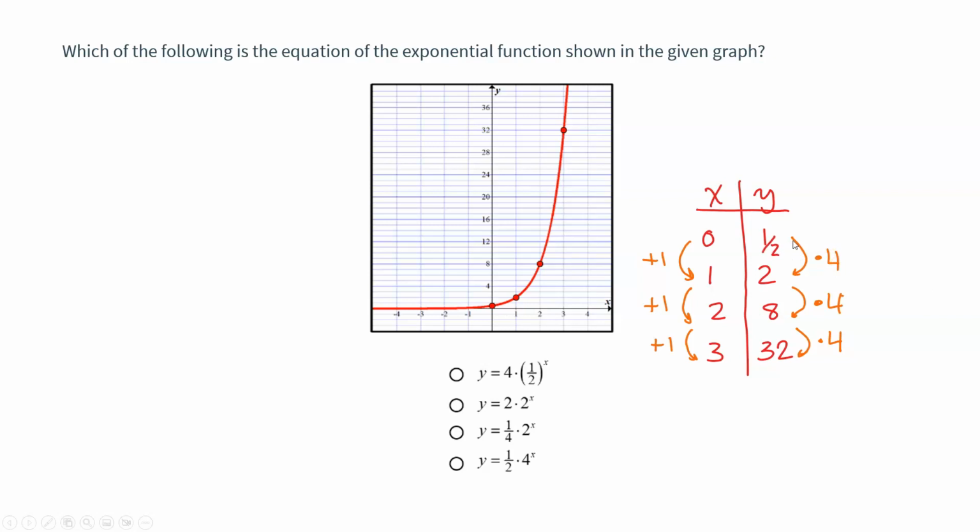If that starts at 1/2, then you would have the constant multiple of 4, and that's what's really going on here. And so at 0, you're at 1/2, so your initial value is 1/2, and you have a constant multiple of 4, so that's your 4 to the x. So it's this bottom one down here, that's the choice.